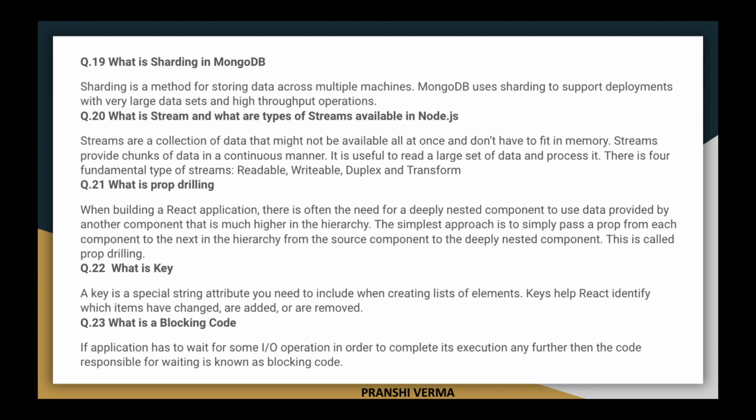Blocking code is typically caused by long-running or CPU-intensive operations, such as file I/O, database queries, or complex calculations. When a blocking operation is encountered in Node.js, the entire program will pause and wait for the operation to complete before continuing with the next task. Blocking code can have negative impacts on the performance and scalability of a Node.js application.